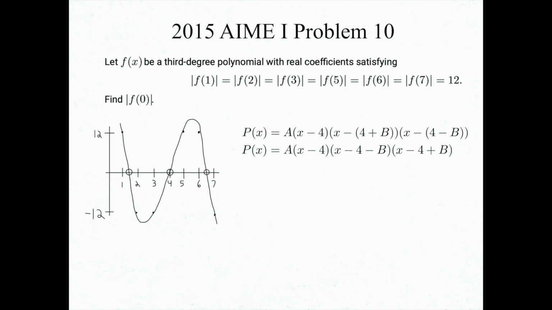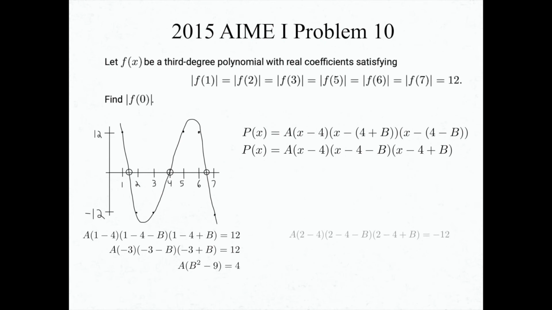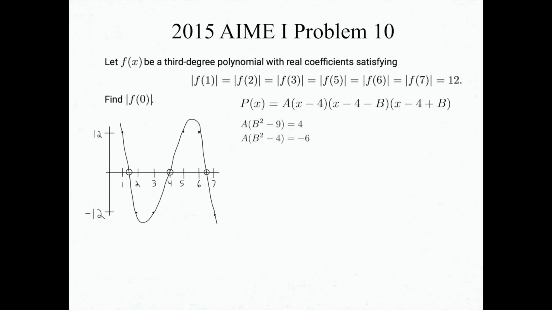Rewriting, we get this equation, and now we can plug in points we know, such as (1, 12) and (2, negative 12). This first point gives us this equation, which can be simplified down into a times negative 3 times (negative 3 minus b) times (negative 3 plus b) equals 12, or a times (b squared minus 9) equals 4. The second point gives us this equation, which can be rewritten as a times negative 2 times (negative 2 minus b) times (negative 2 plus b) equals negative 12, or a times (b squared minus 4) equals negative 6.